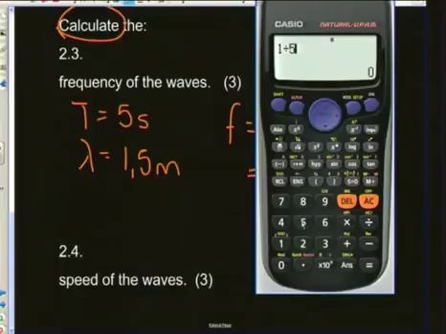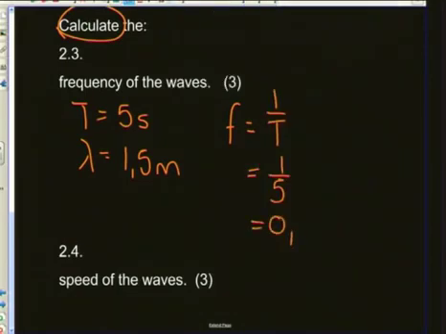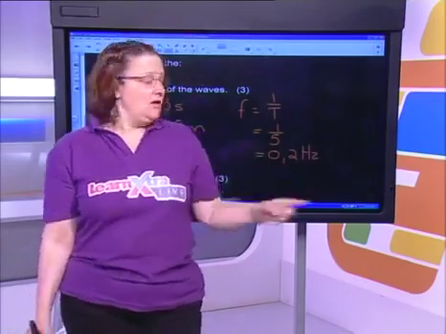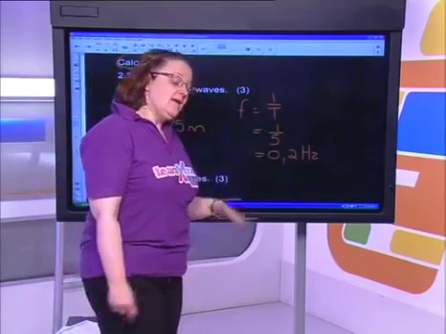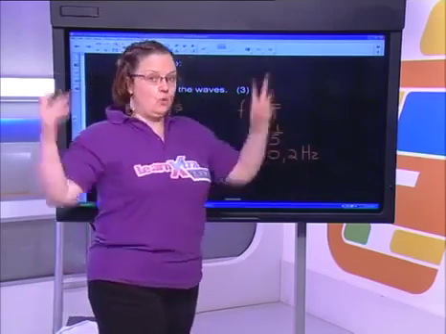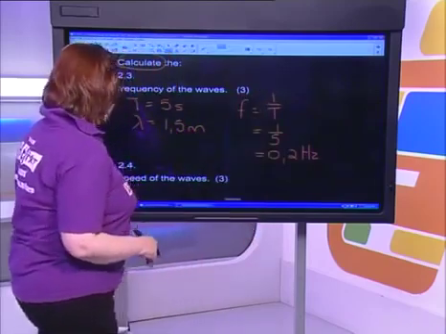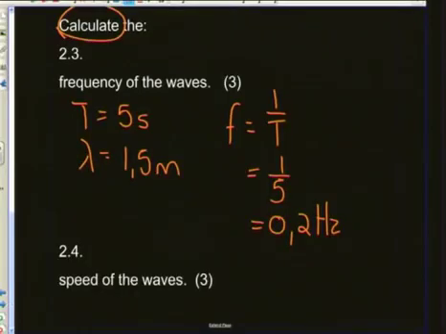So we've got 1 divided by 5. I need it as 0,2. If it was in math display, it would show 1 over 5. Okay, we don't want math display. We want it as a decimal. So 0,2 hertz. Now what that 0,2 hertz says to me is that there are 0,2 waves in 1 second. What the 5 seconds tells me is it takes 5 seconds for 1 complete wave to happen. All right. Now they ask you for the speed of the wave.